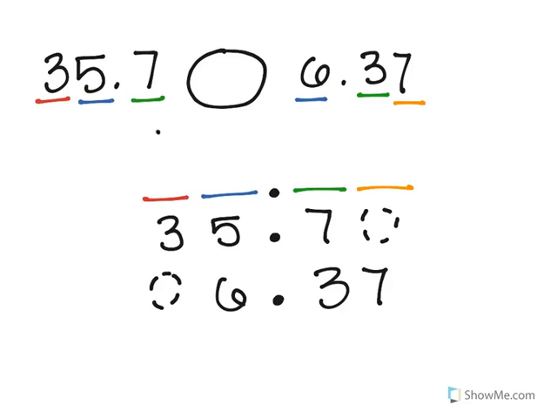I always start at the greatest place value, which would be the tenths. Right here I have a 3 and a 0. Which one's bigger? You're right, that 3 is bigger. So in the end, 35 and 7/10 would have been bigger than 6 and 37/100. Okay, let's try another one. This will be the last one.